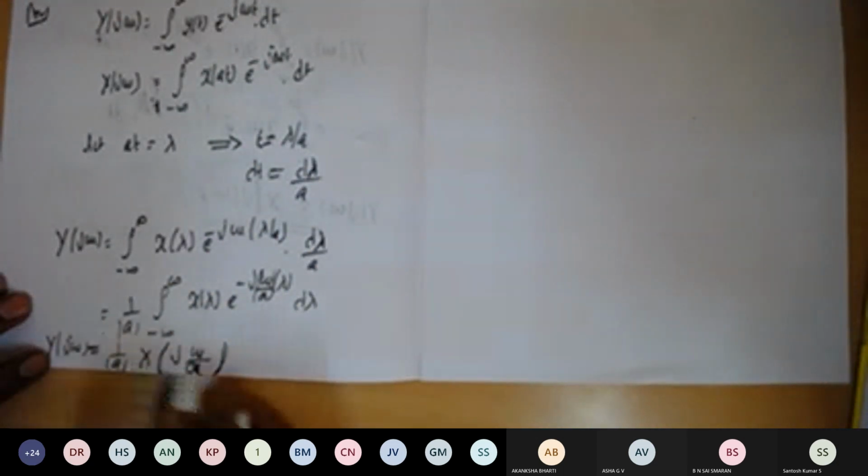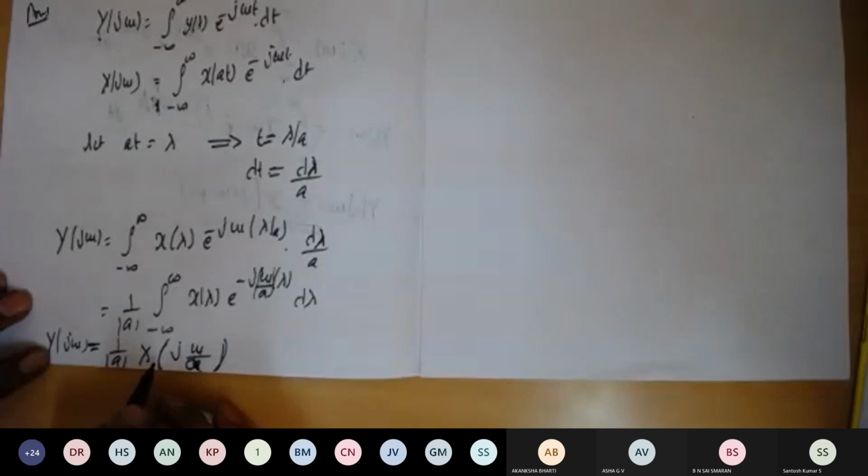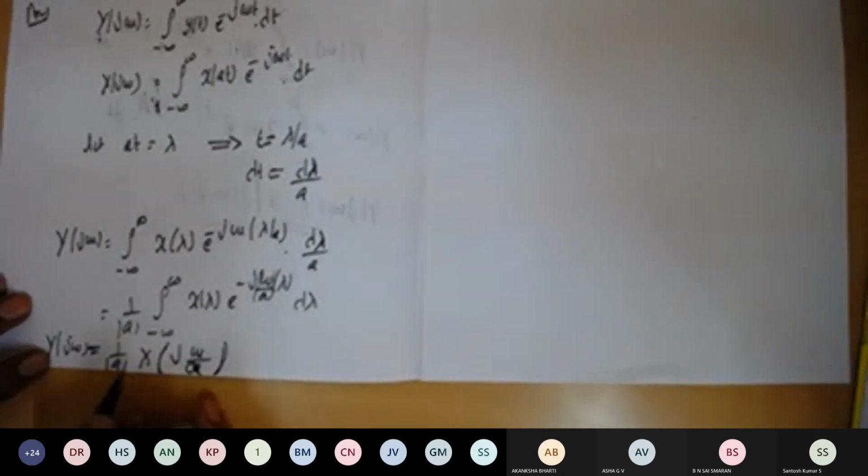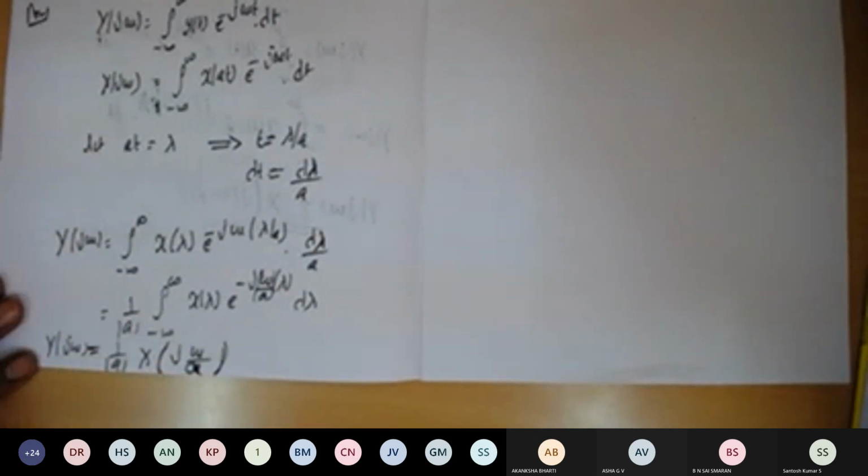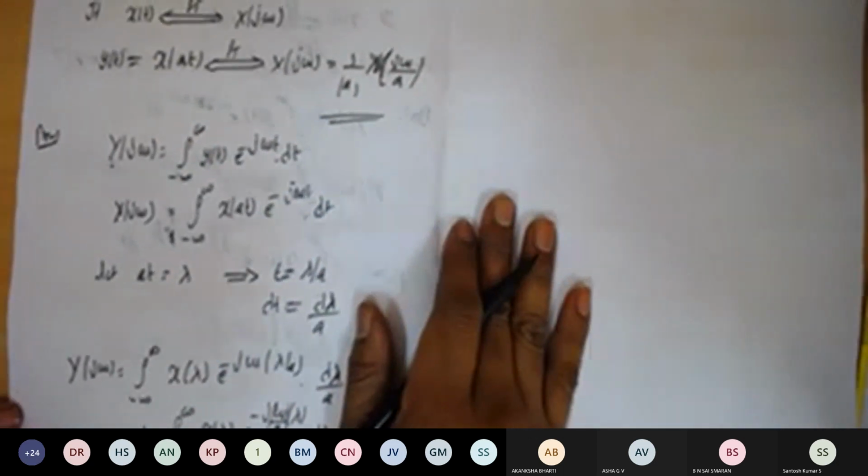So this is the shift. The scaling in the time domain is equivalent to scaling the corresponding frequency term by the scalar 1 by a in the frequency domain and multiplying the amplitude by 1 by a. So this is called the time scaling property.